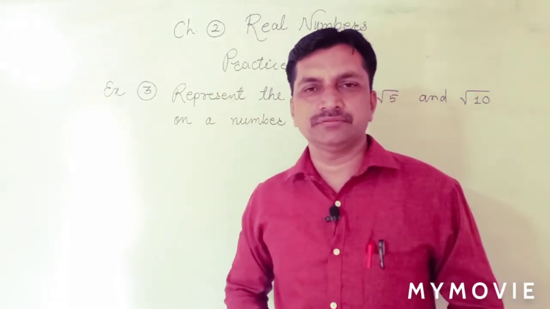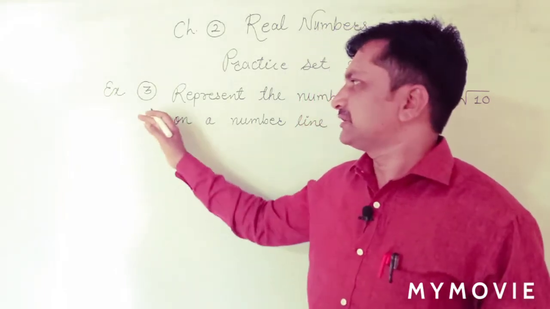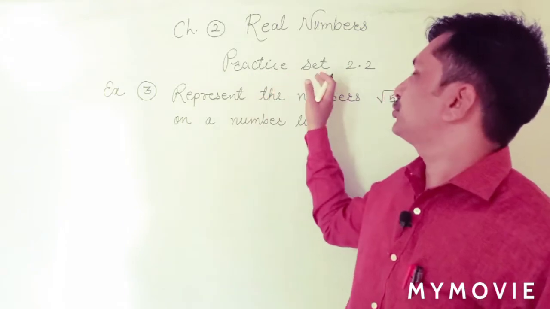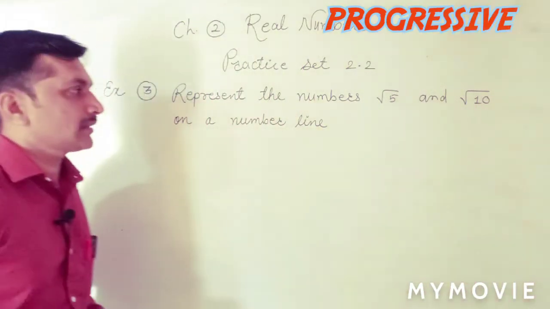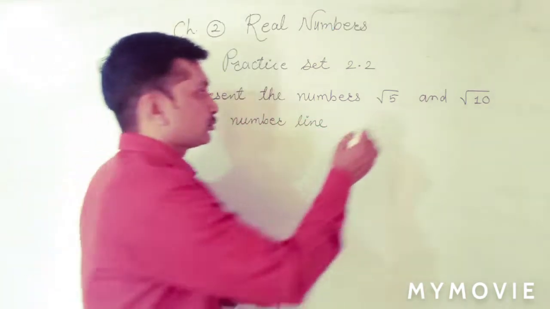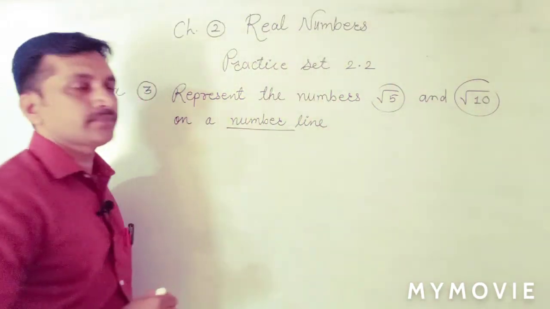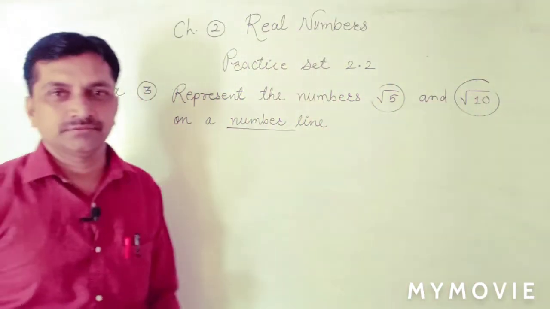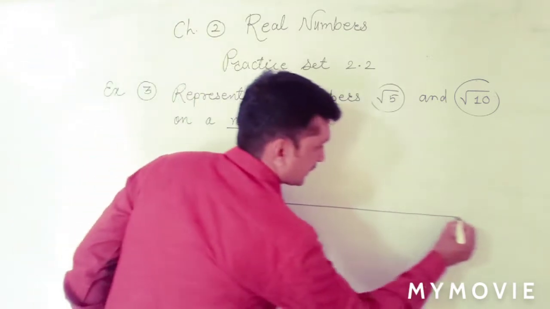Welcome to our channel. In this video we are going to study example number 3 of practice set 2.2 of chapter 2, Real Numbers, of standard 9. The example is: represent the numbers root 5 and root 10 on a number line. These are irrational numbers. For that we first have to draw a number line.